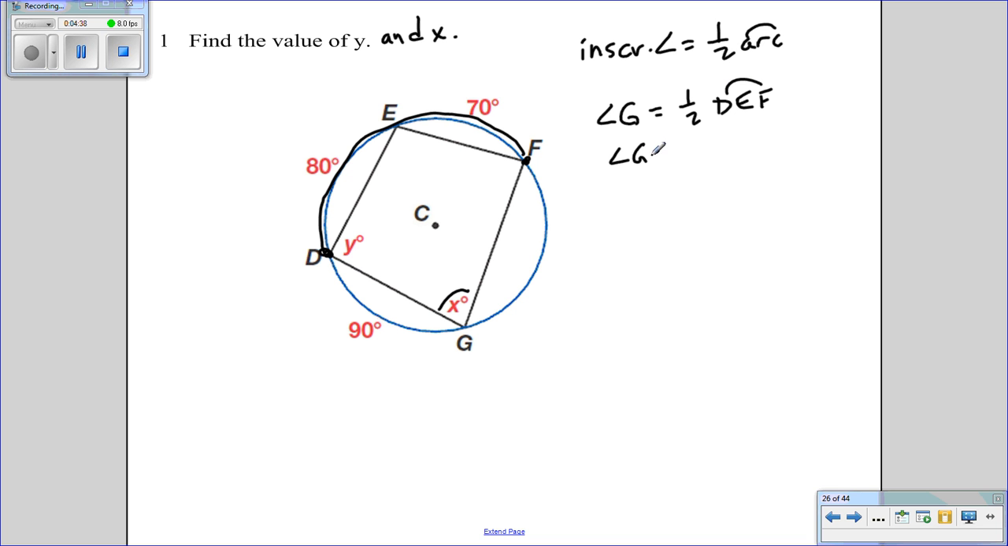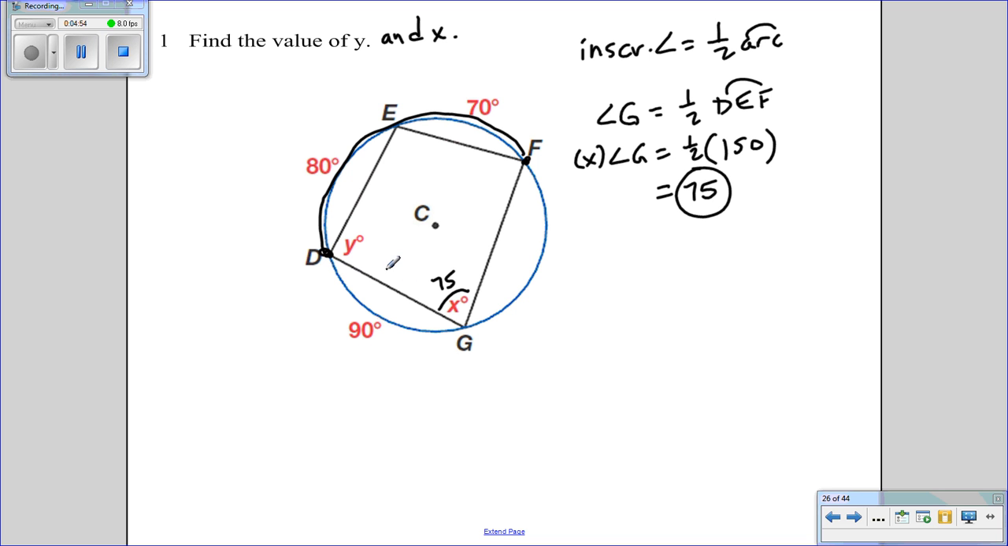So angle G, which is my x, is 1/2 of 80 plus 70, so that's 150 again. We know half of 150 is 75. So x is 75.